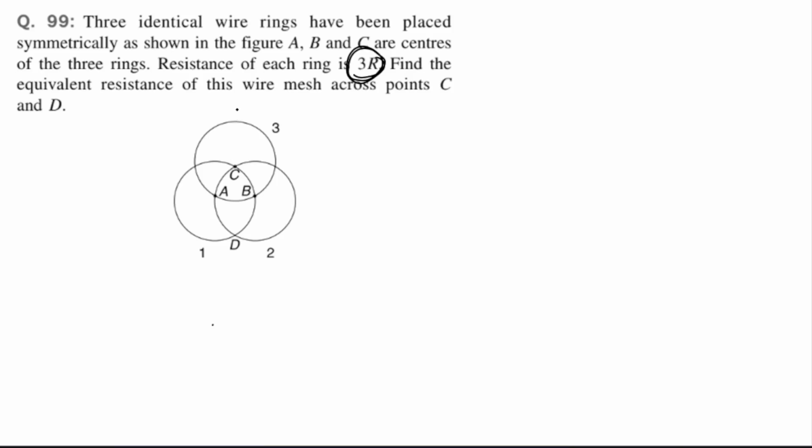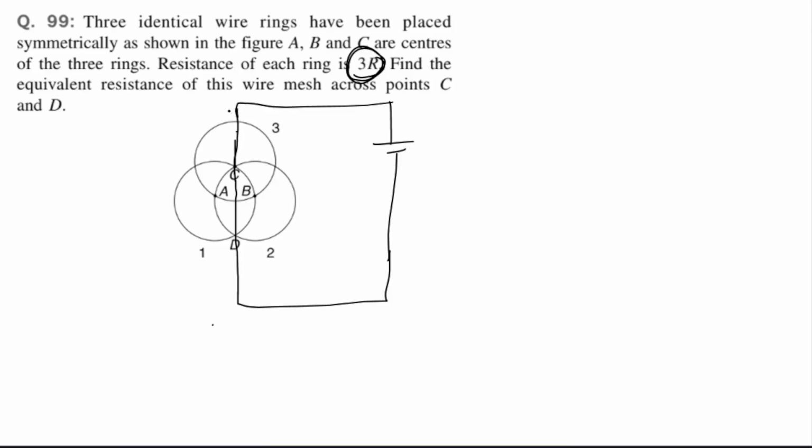So, what will you do first? Draw a line passing through C and D. And across this line you will connect a battery and try to see in what manner the current distribution will be, so that you can decide which parts are in series or parallel. Done. But this circuit does not look that simple to us. We need to go further.